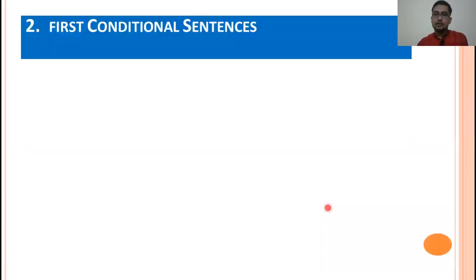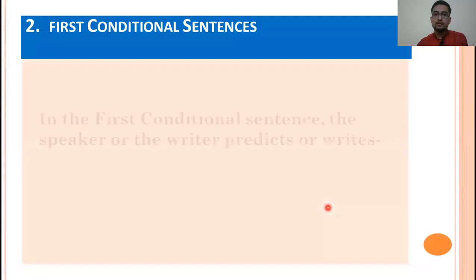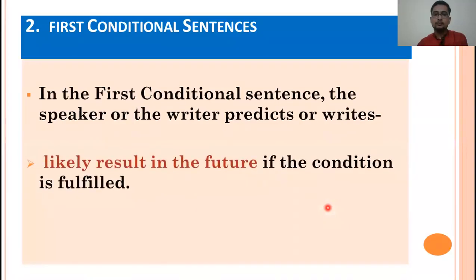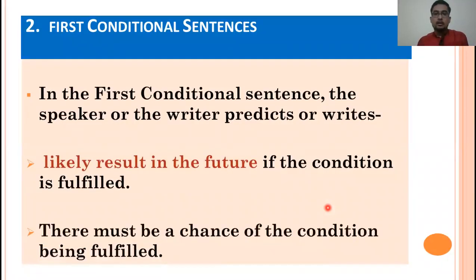Let us go to the next slide. First conditional. So in the first conditional sentence, the speaker or the writer predicts or writes a likely result in future if the condition is fulfilled.